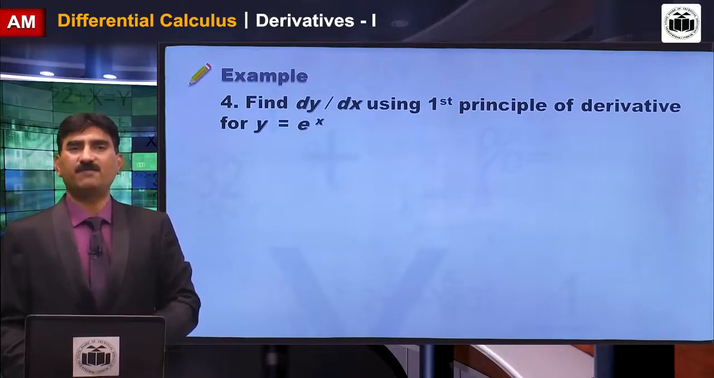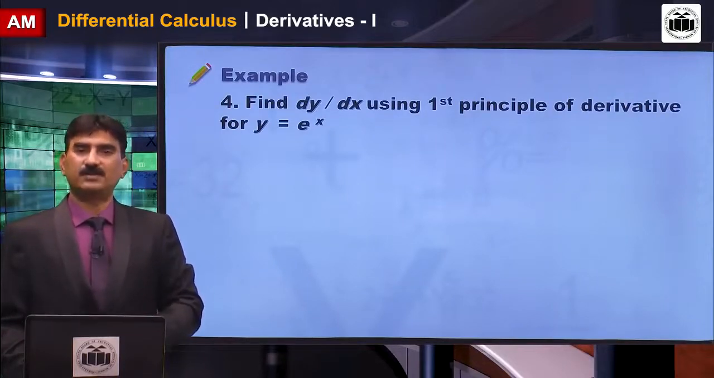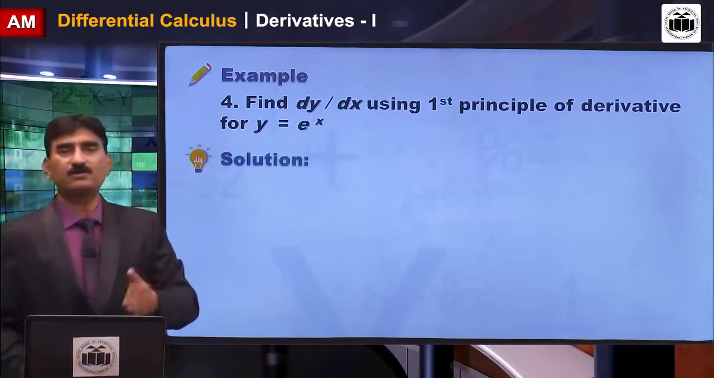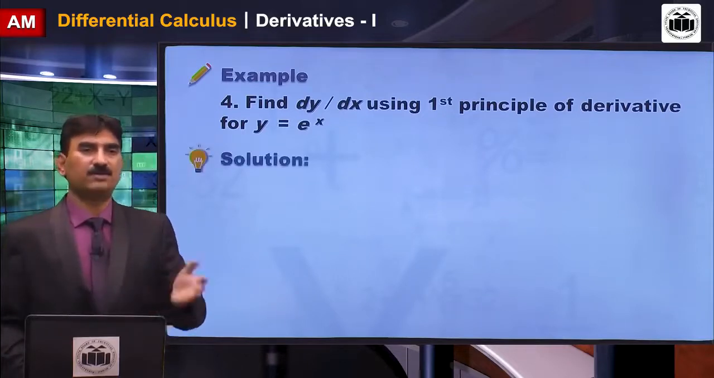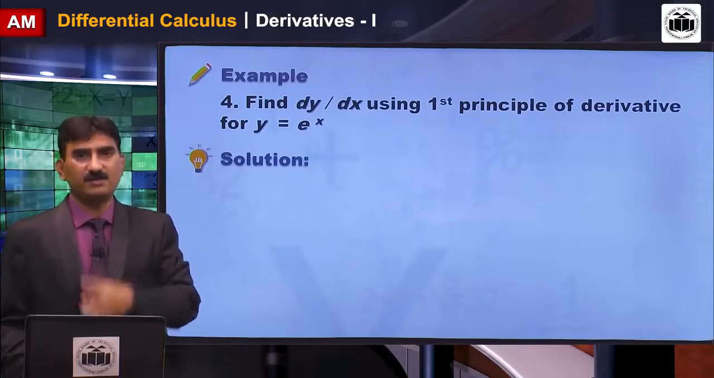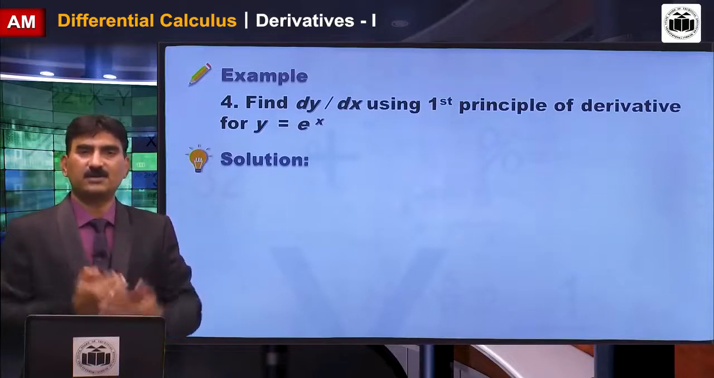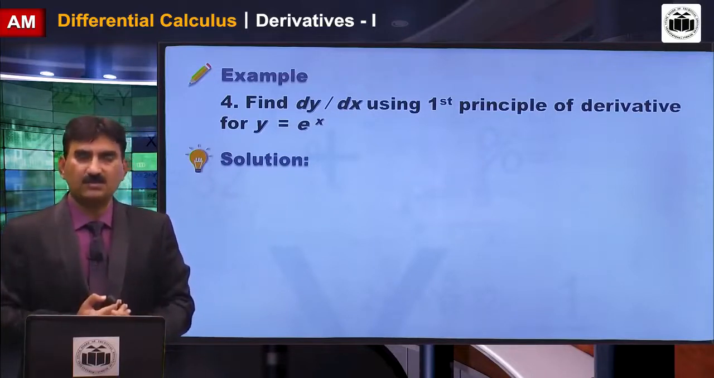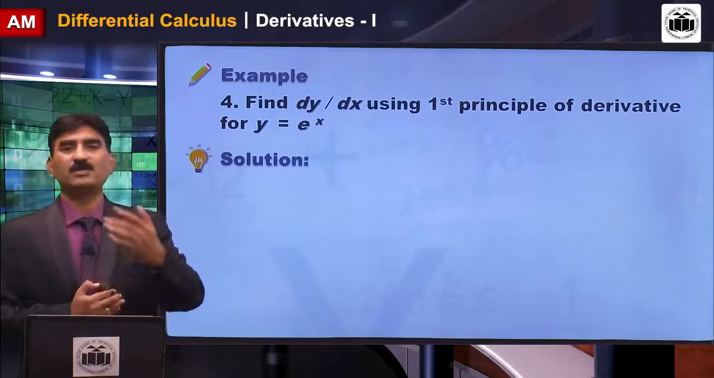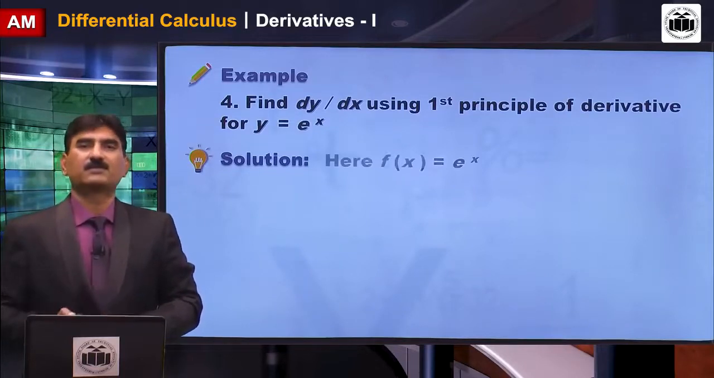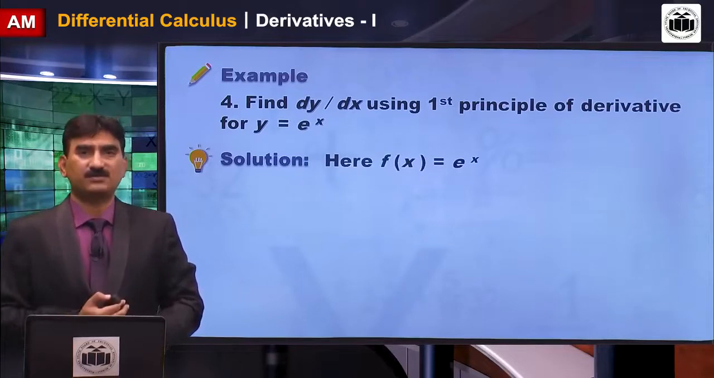Here I am taking the function y is equal to e raised to x. Now you already know what we want for first principle of derivative. We want f of x, f of x plus h. Now we put down the values in the first principle and we find out the derivative of e raised to x. Now can anyone tell me what is f of x here? Correct. Our f of x is e raised to x.